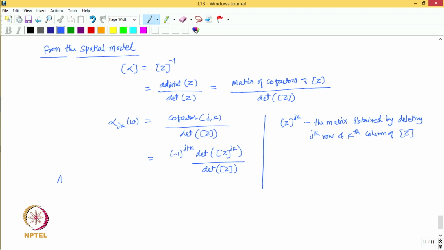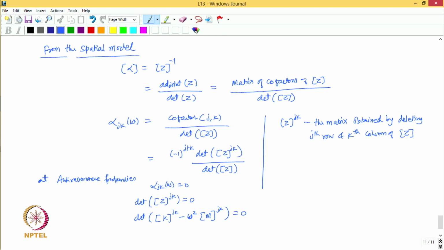Now, if I want to know the anti-resonance frequencies, at anti-resonance frequencies alpha jk omega is equal to 0. If the FRF is 0, then from the above expression we see that the determinant of Zjk should be 0. We can also write this as the determinant of kjk minus omega square mjk equal to 0, isn't it?